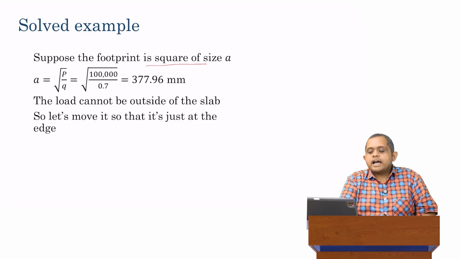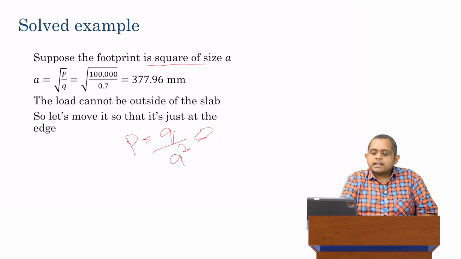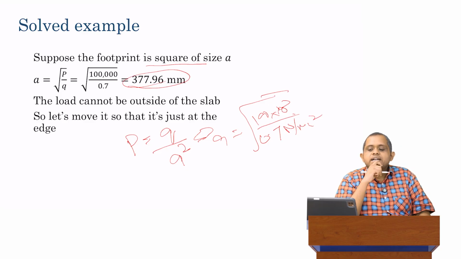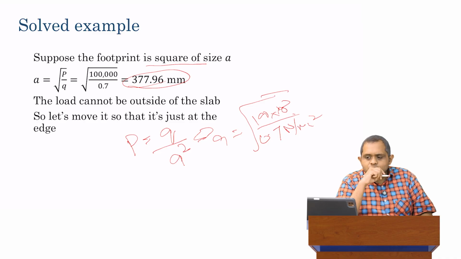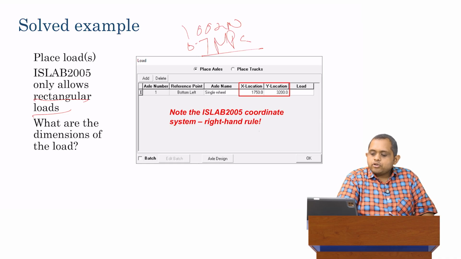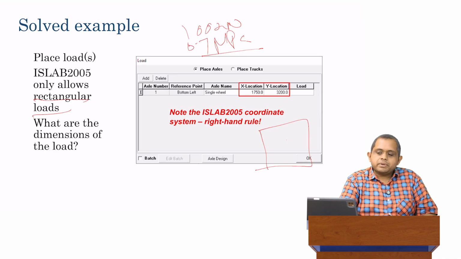If it's a square load, the pressure is basically the load divided by the square of the length. Therefore my side length is the square root of 100 into 10 cube newtons divided by 0.7 Newton per square mm. Doing the calculation, it works out to 377.96 millimeters. So basically, let me draw it here, I have a load of side roughly 380 millimeters.